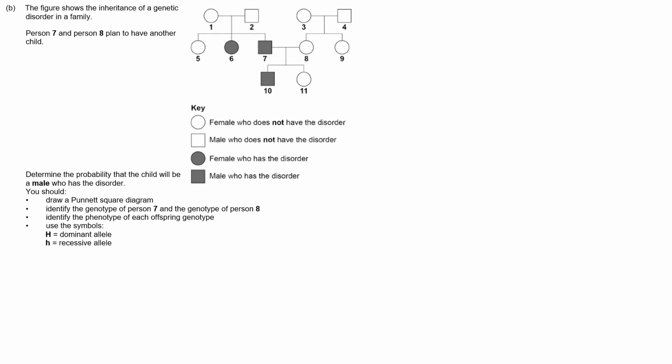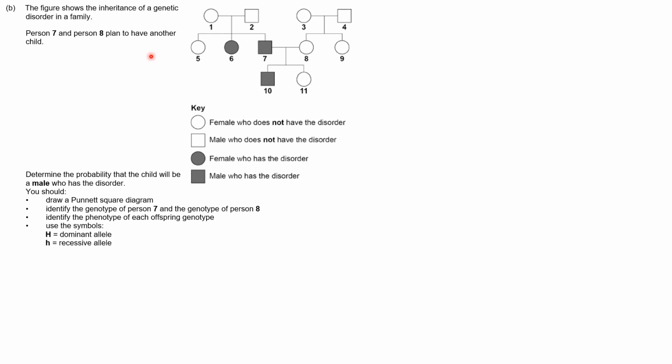So your first step actually is to work out, well, what are the genotypes of person 7 and 8? Because I need to know that information to be able to draw a Punnett square diagram. So let's look at person 7. They have got the disorder, because they're coloured in grey, but their parents didn't have the disorder.